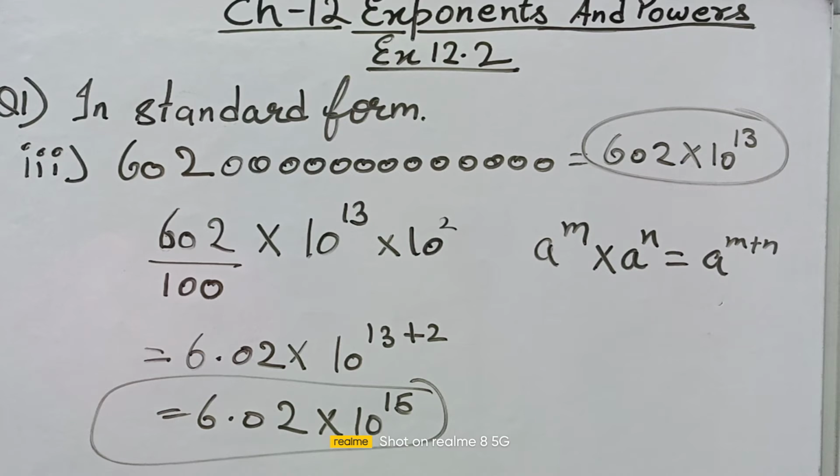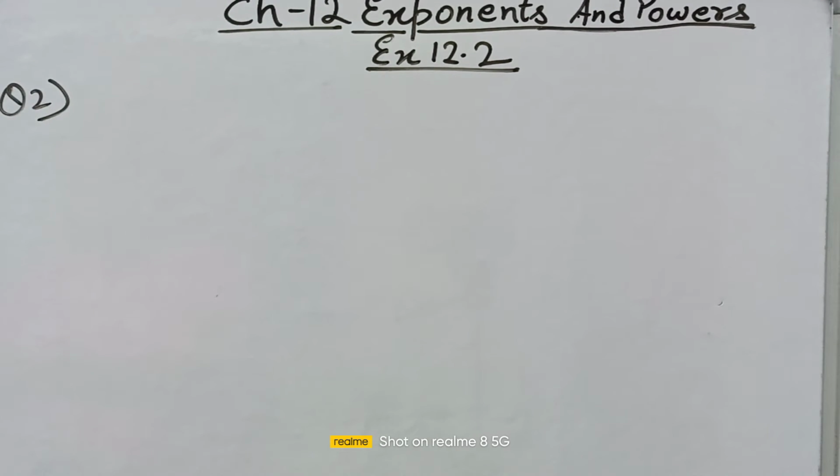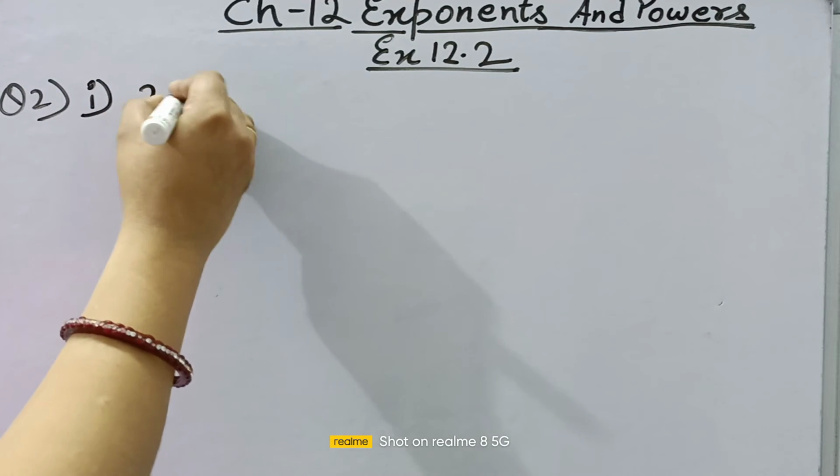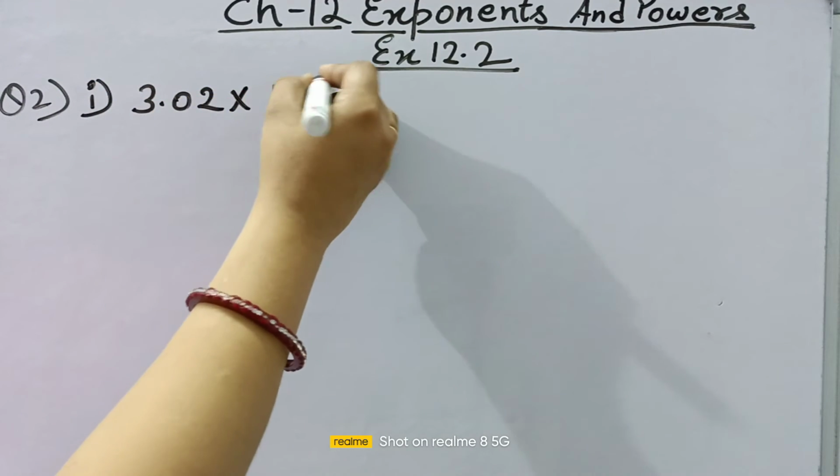Now try the rest of the parts of this question by yourself. Let's see question number 2. It is saying, express the following numbers in usual form. Now the numbers are given in standard form and you have to write them in usual form.